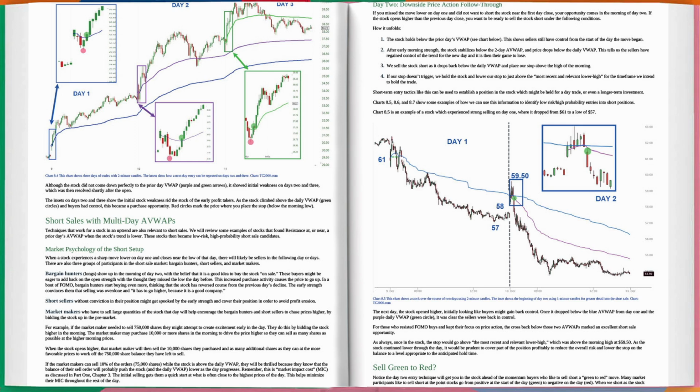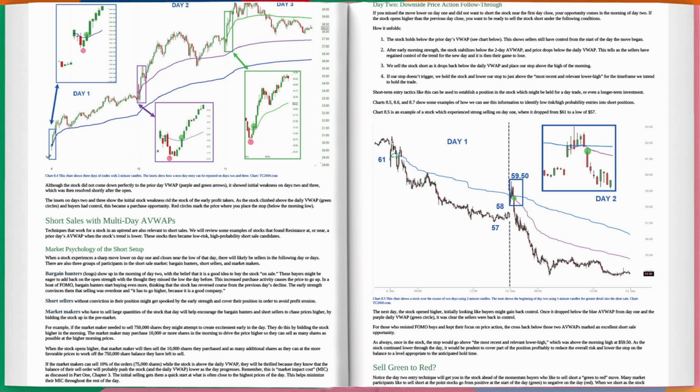Day 2, downside price action follow through. If you missed the move lower on day 1 and did not want to short the stock near the first day close, your opportunity comes in the morning of day 2. If the stock opens higher than the previous day close, you want to be ready to sell the stock short under the following conditions. How it unfolds. 1. The stock holds below the prior day's VWAP, see chart below. This shows sellers still have control from the start of the day the move began.